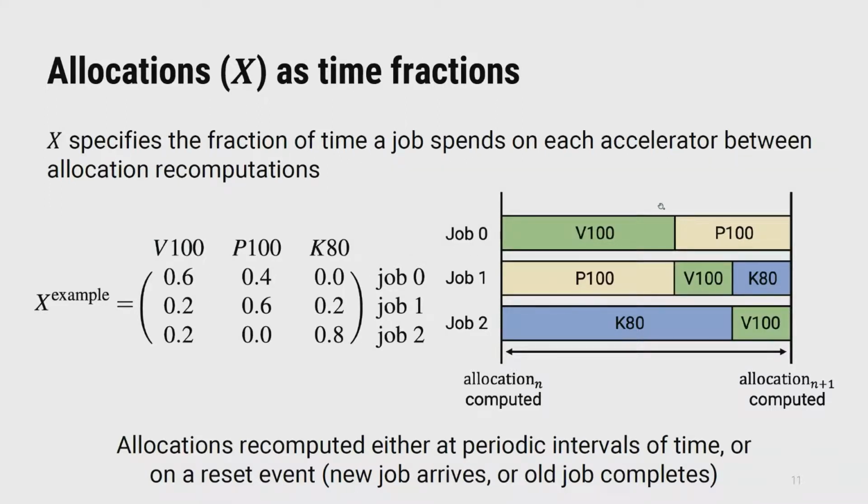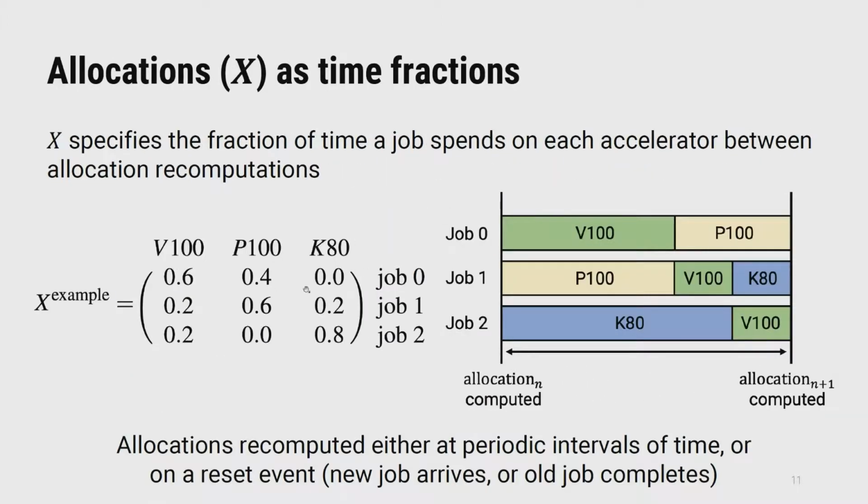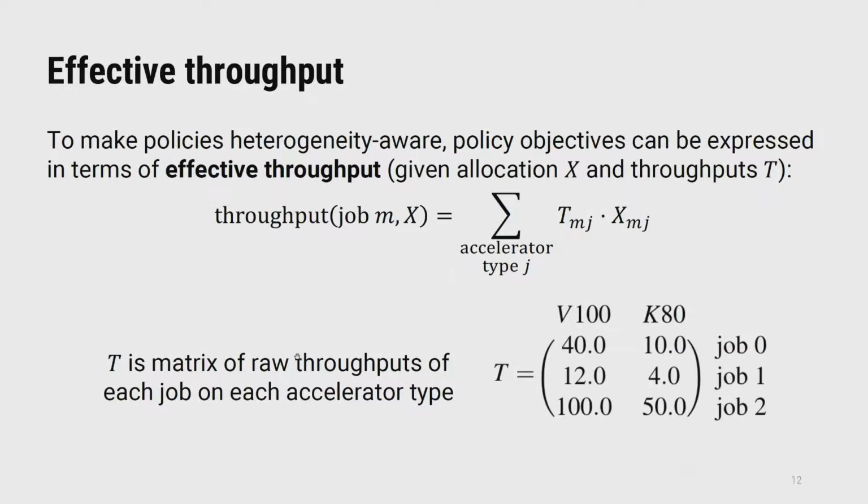So it means that we're going to suspend the job when it's running on one resource and then reallocate it to another resource. And if this allocation is represented by the matrix, then based on the optimization goal or objective, we can come up with the optimal allocation matrix X.